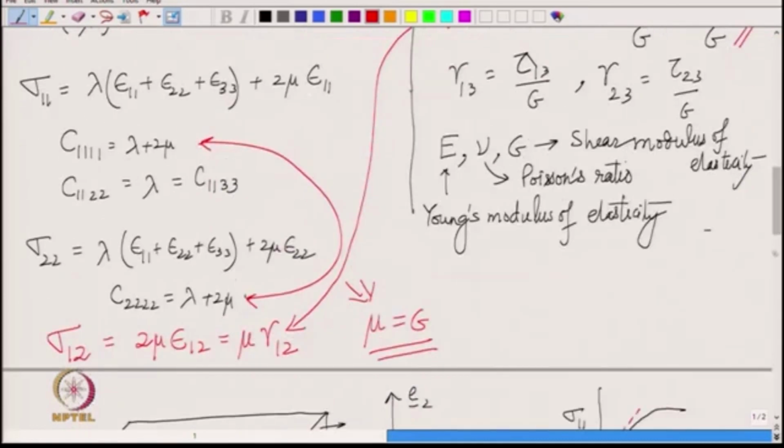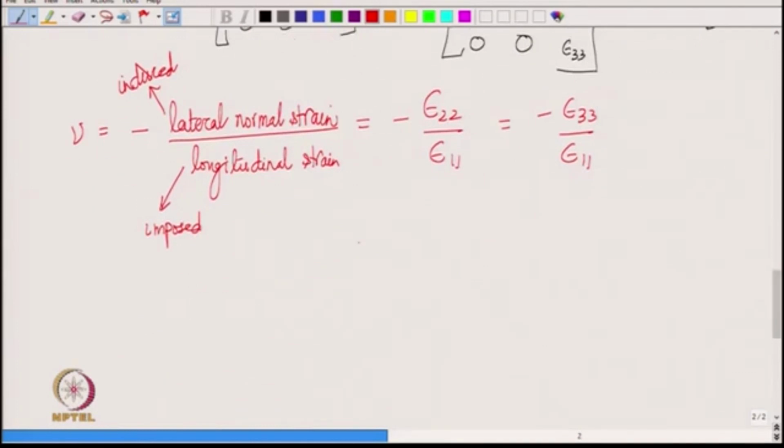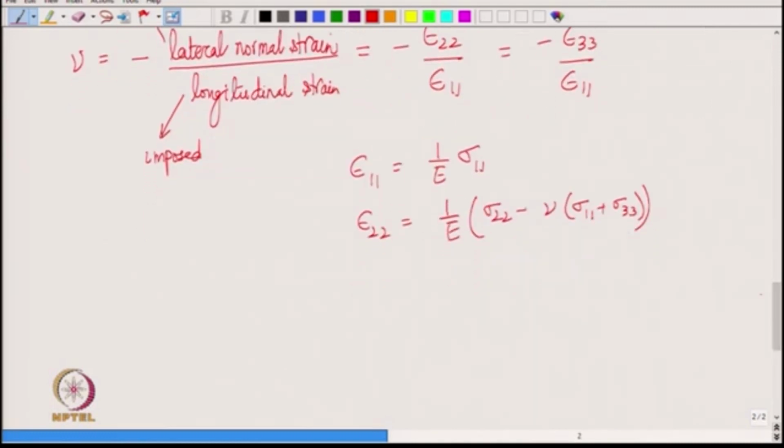So, let us just work it out. So, epsilon 1 1 would be 1 over E times sigma 1 1, right, and epsilon 2 2, the formula says it is 1 over E into sigma 2 2 minus nu times sigma 1 1 plus sigma 3 3, is not it. So, put in sigma 2 2 equal to 0, sigma 3 3 equal to 0, and you get minus nu times sigma 1 1 by E, and sigma 1 1 by E is actually epsilon 1 1. So, you get minus nu times epsilon 1 1, right. So, you can see that nu is equal to negative of epsilon 2 2 by epsilon 1 1.